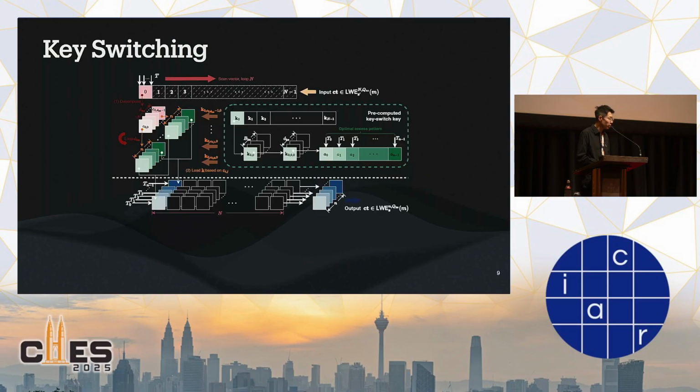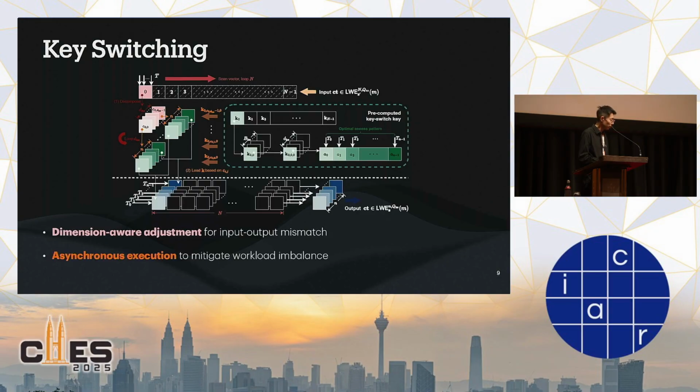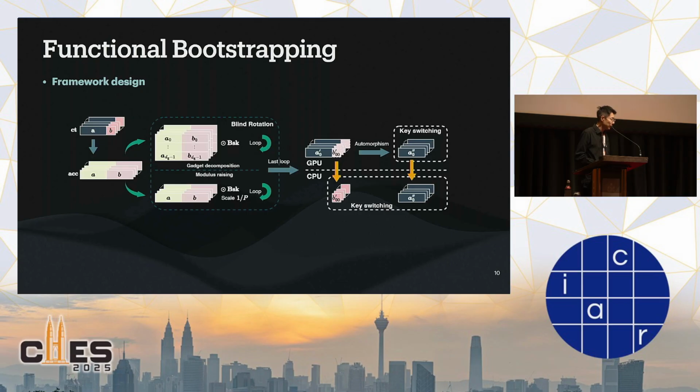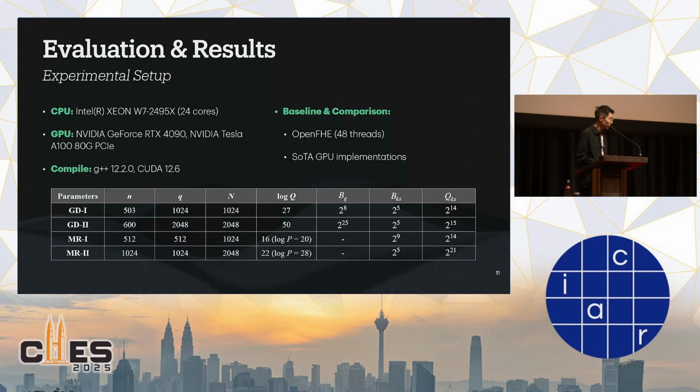For the key switching part, we do a dimension-aware adjustment to solve the input-output mismatch problem, and it's asynchronous between CPU and GPU to mitigate the workload imbalance problem. And for the whole framework design, we use batching and the workload partition I just mentioned.